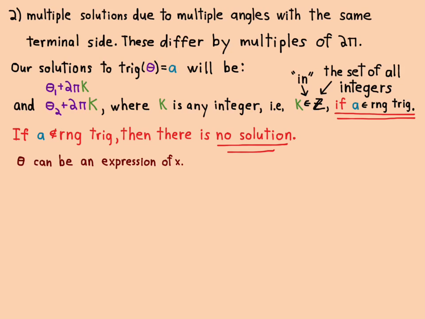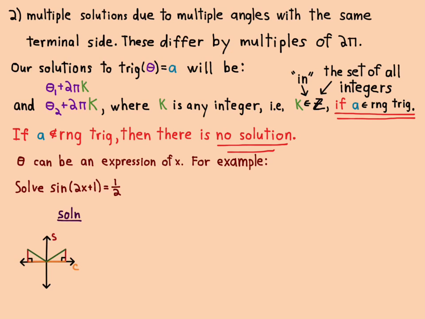Theta can be an expression of x. That's specifically why I use theta here and not x, because if I use x, then when it's actually an expression of x, you get confused. So for example, solve sine of 2x plus 1 equals 1/2. 2x plus 1 is theta. 2x plus 1 is what we call the argument of sine. Okay, so the argument of your trig function is the angle.